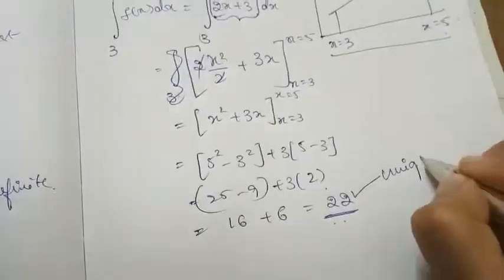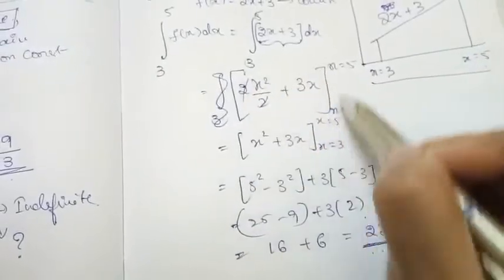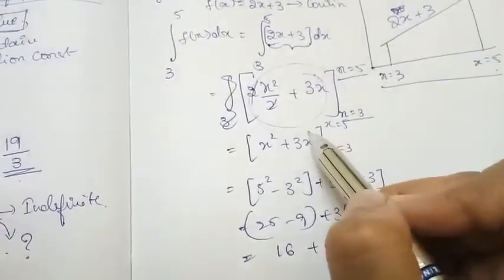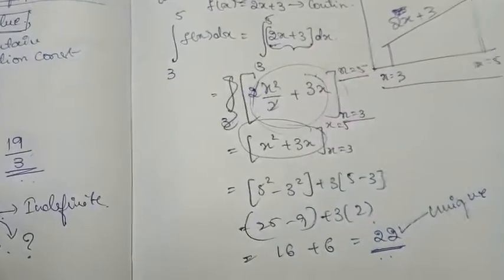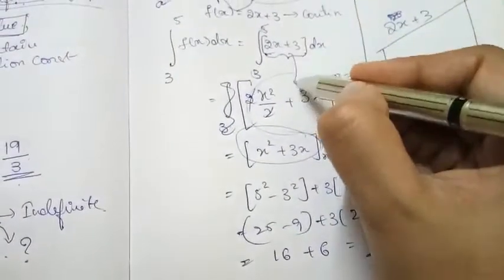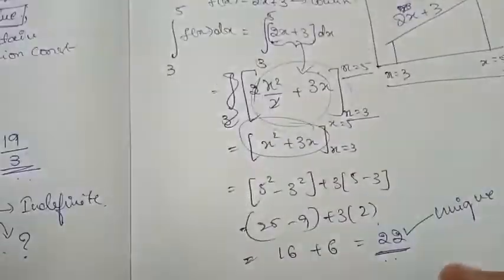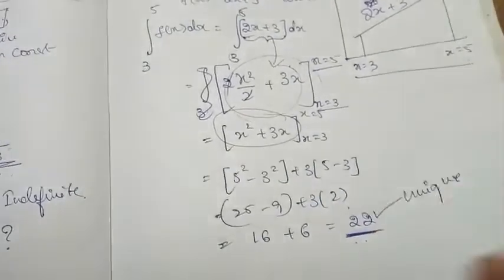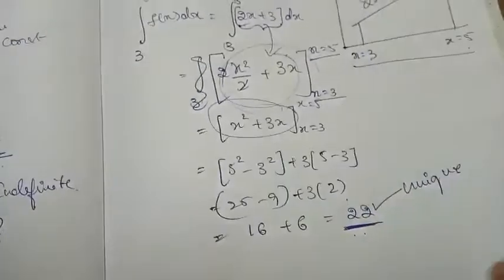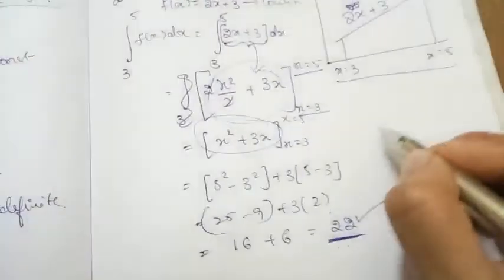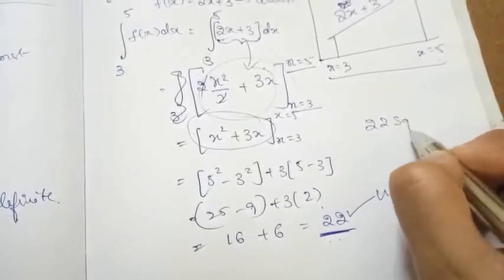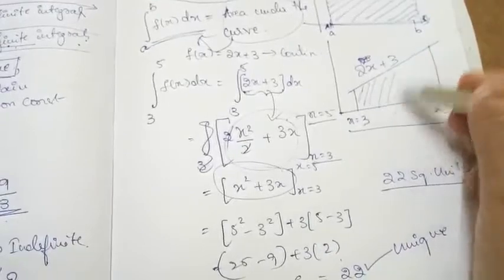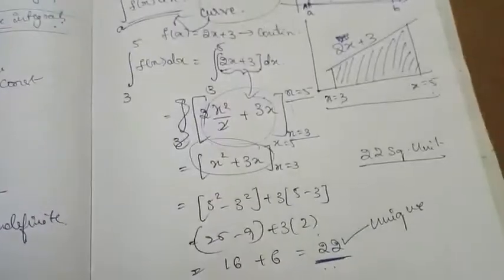You can see here, whatever integral we have got, if I substitute the upper limit and lower limit into the integral value of a given function, we are going to get a unique value. So what is this 22? It is 22 square units. It is the area under this curve. So this is the area under this curve.